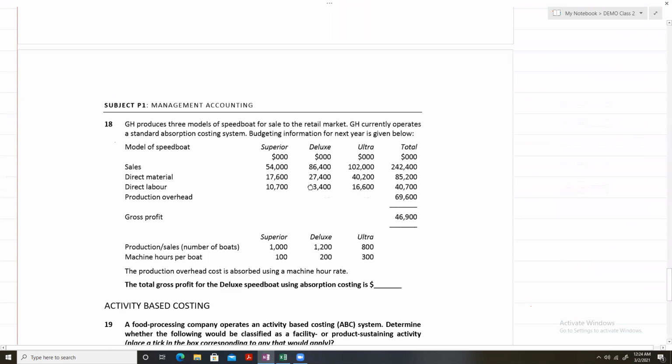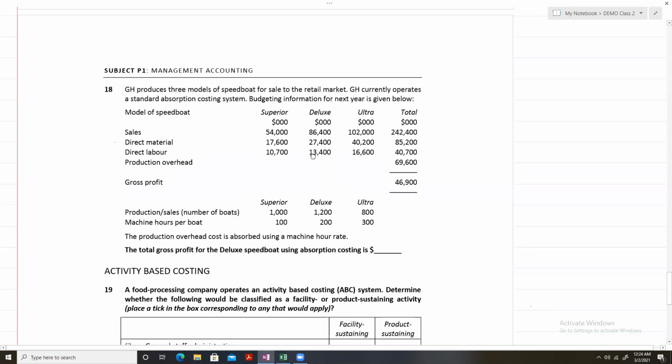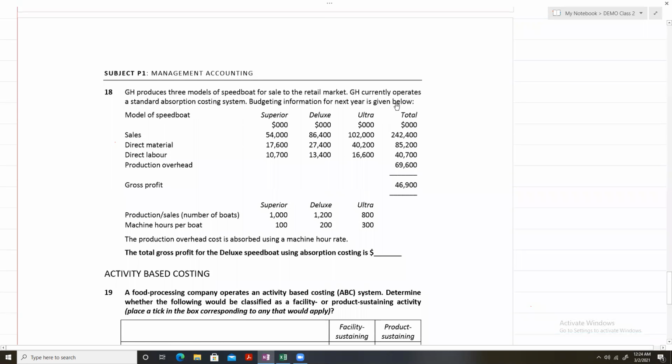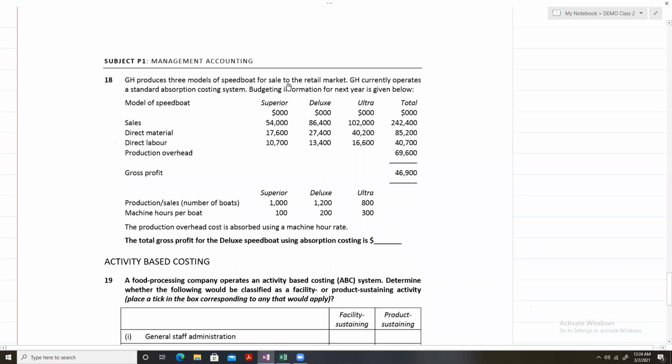Okay, so the last question of tonight's class, question number 18. GH produces three models of a speedboat for sale to the retail market. GH currently operates a standard absorption costing system. Budgeting information for next year is given below: Superior, Deluxe, Ultra. Here we are given the production and sales of each model of speedboat, and the machine hours it takes to manufacture one boat.